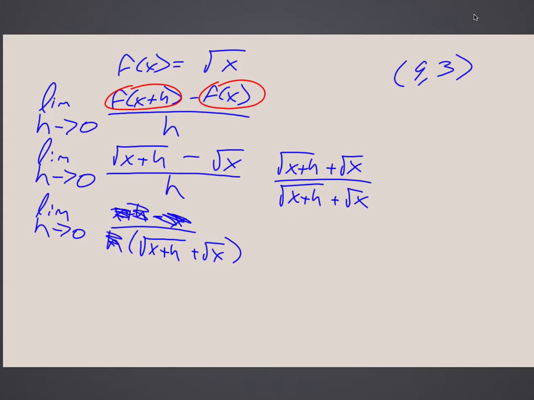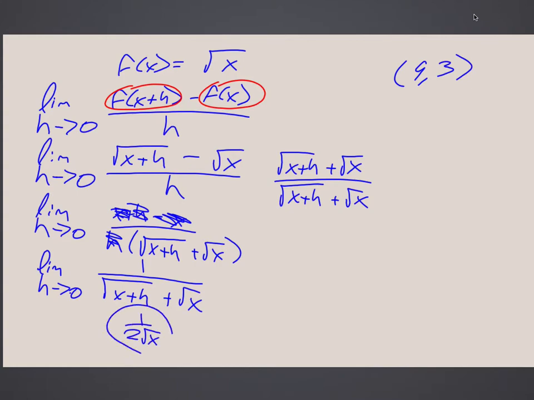And here's what people like to give me when they cancel the h's. People like to give me that. But what should it be? Should be 1 over. So make sure you give me 1 over. And what do we always do after we cancel the h's? Plug in. So we're plugging 0 in for h. So I plug 0 in for h, which gives me the square root of x plus the square root of x, which is 1 over 2 square root of x. What is 1 over 2 square root of x? The derivative, which allows me to find the slope of the tangent line.